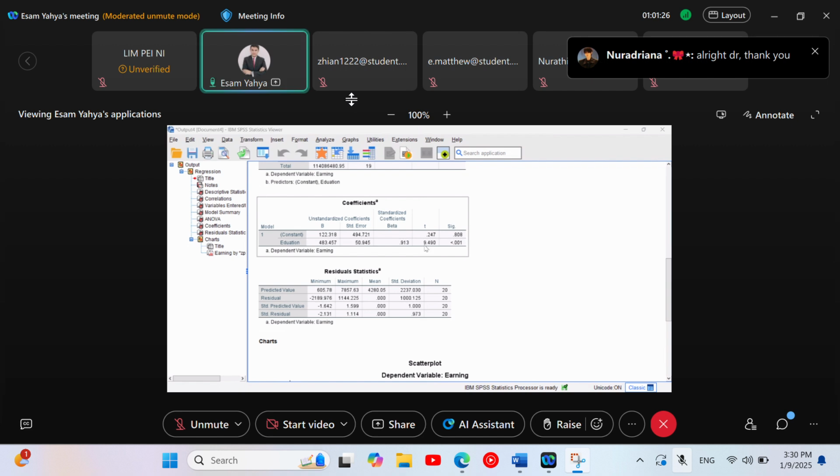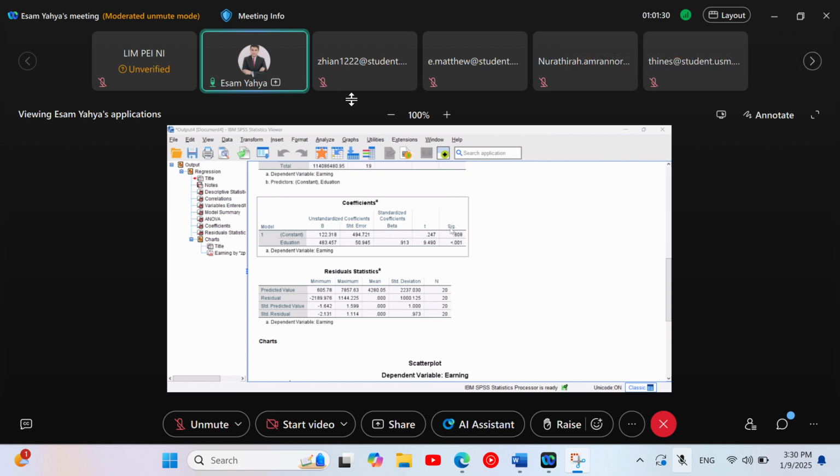For the other one, you need to refer to the table so that you determine the degree of freedom and also determine the significance. If you want to use 0.005 or 0.05, you need to determine at which level of significance you want to calculate. But anyway, SPSS gives you the exact T value. This is the exact T value, 9.49.